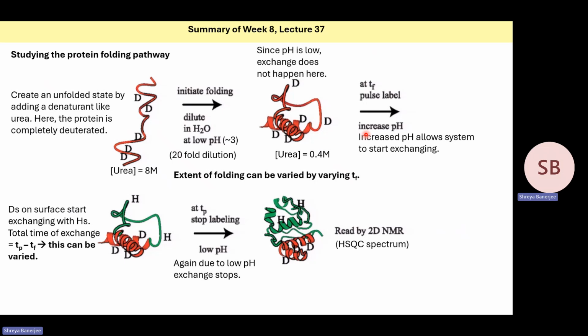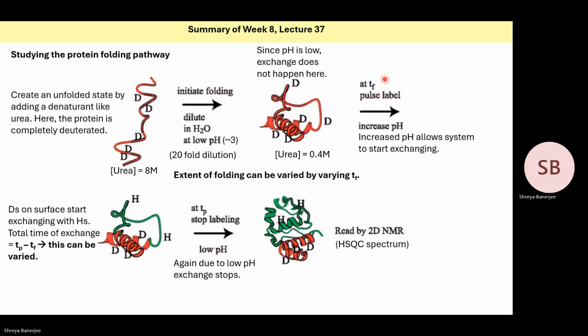So as you are increasing the pH, the deuteriums will start being replaced with hydrogen. You can see initially the deuteriums on the surface are the ones getting exchanged because they are completely exposed to the H2O. As the deuteriums are replaced by hydrogens, you are studying the NMR. Initially there were no peaks in the NMR because all were deuterated. As the deuterium is being replaced by hydrogen, you are studying the NMR. So this is called the pulse label.